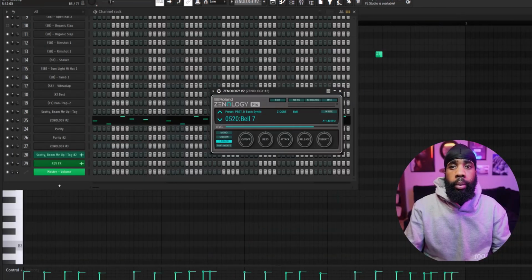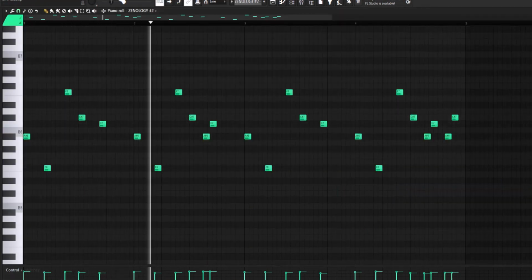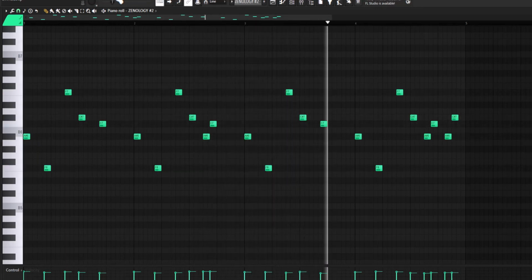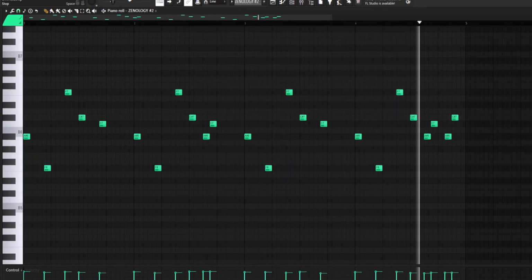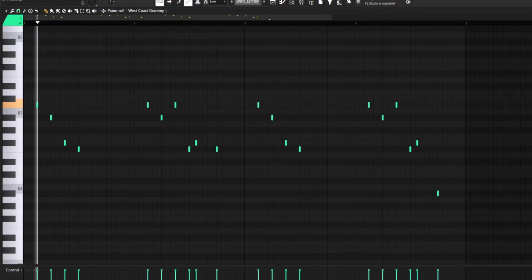All right, so for my next sound, I got a bell out of Xenology. All right, so for my next sound, I got a pluck out of West Coast Grammy.